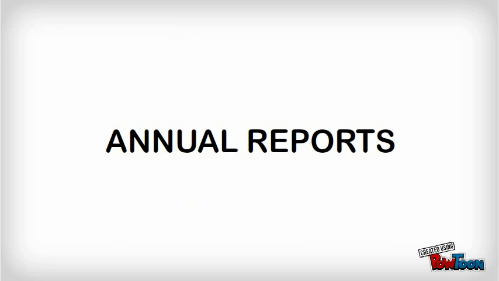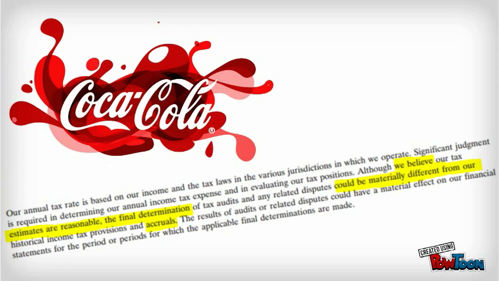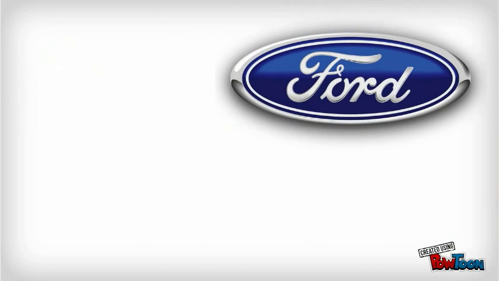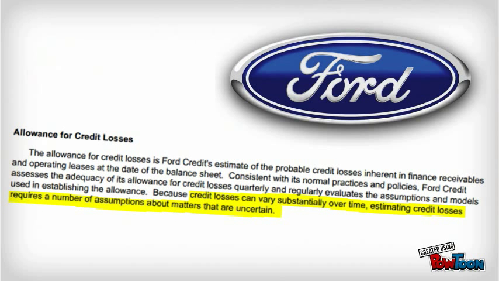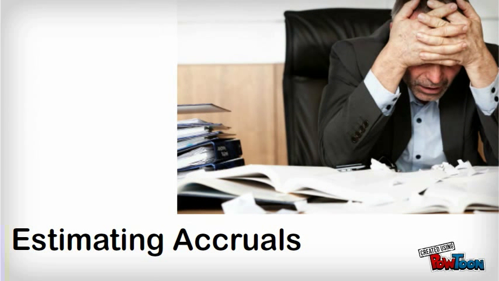Let's look at the annual reports of two well-known companies. The 2012 annual report of Coca-Cola states that although the managers believe that the tax estimates are reasonable, the final amount could be materially different from the original estimated one. Ford states in its annual report of 2012 that credit losses can vary substantially over time. Estimating credit losses requires a number of assumptions about very uncertain matters. These two examples show that estimating accruals is very difficult and depends a lot on assumptions.